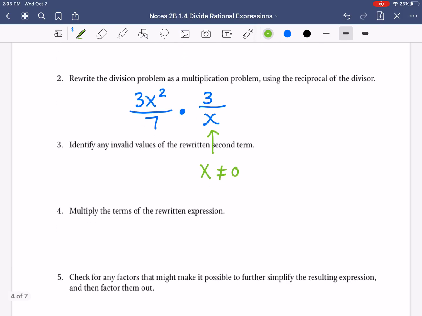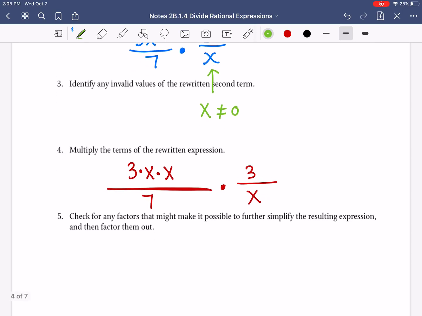All right, now it says to multiply the terms of the rewritten expression, we're going to try to factor and cancel. So when I look at the top of the first one, it's 3x squared. That's really just 3 times x because it's a monomial. No plus or minus signs, no parentheses needed. The denominator is 7, that's prime. Over in the other fraction, we have 3, which is prime, x, which is prime. So the only real factoring I did was x squared is xx.